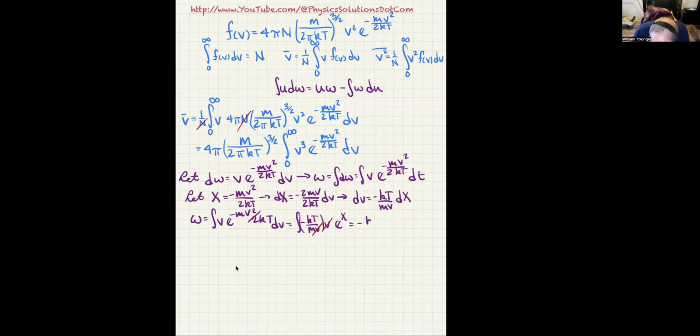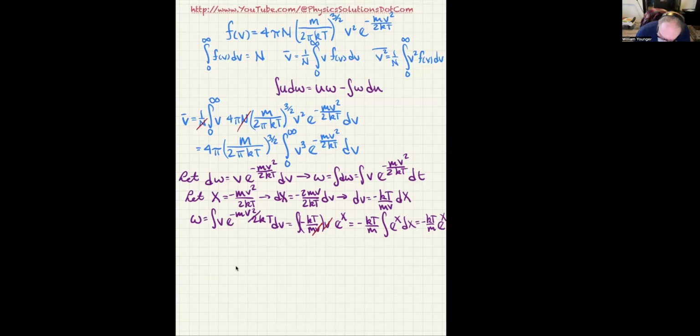And I get instead negative kt over m times the integral of e to the x dx, which is just negative kt over m e to the x. So that's really what our result is.